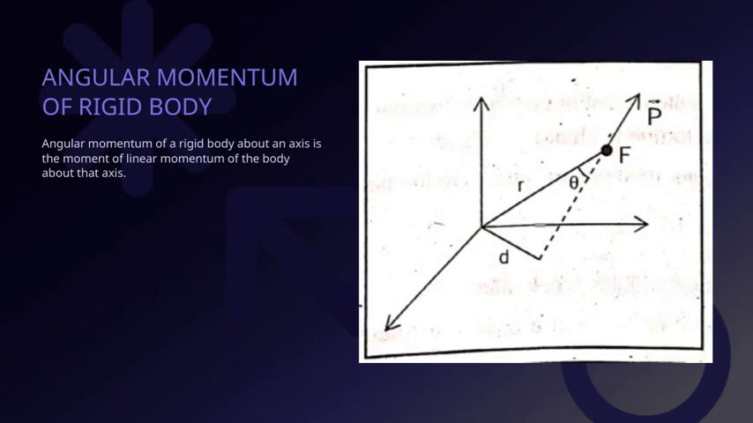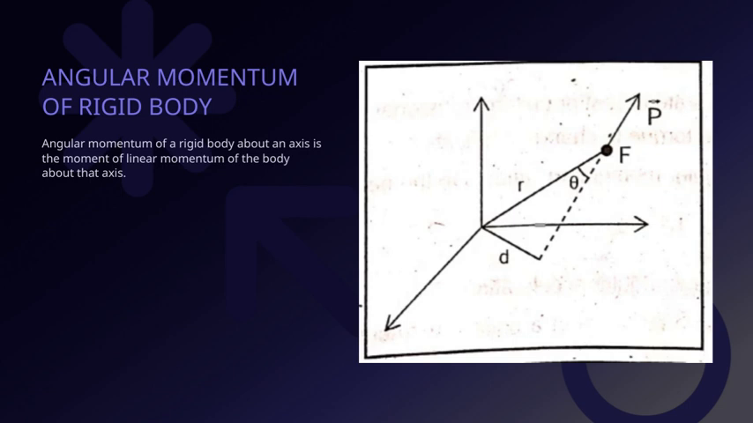Let's talk about the angular momentum of a rigid body about a specific axis. Essentially, this is the moment of linear momentum of the entire body, but taken about that same axis. In other words, if you imagine the body moving or rotating, the angular momentum gives us a measure of how much rotational motion it has relative to that axis.